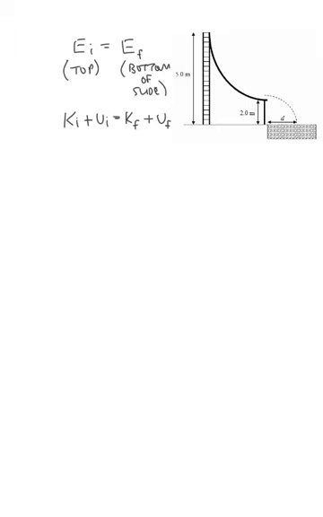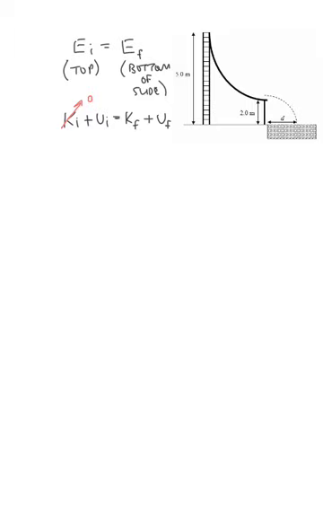Next is to determine which of those terms goes to zero. So at the top of the slide, it says she starts from rest. So the initial kinetic energy is zero. She has gravitational energy at the top of the slide, so this term will not be zero. At the bottom of the slide, she is moving, so this term will not be zero. And she still has height above the water, so this term will not be zero.